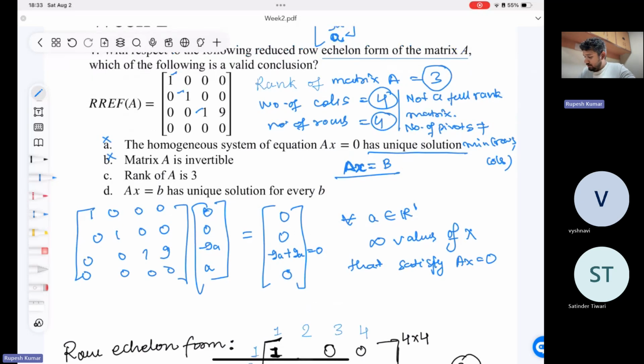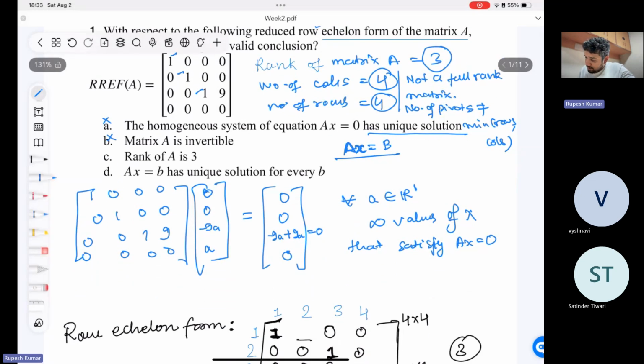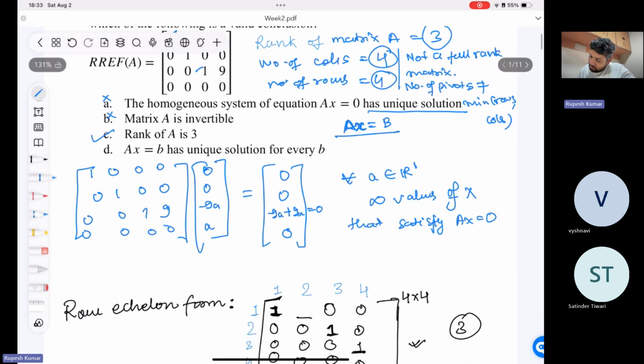Again, wrong. We already saw that this is not invertible because the rank of the matrix is 3, which is not full rank. Rank of matrix A is 3. This is true, right? We already saw this. And Ax equals b has a unique solution for every b. This is also wrong, right? Let's take a simple counter example. Put b equals the 0 vector, then you will see that there are infinitely many values of x that satisfy this. So option D is also incorrect, right?